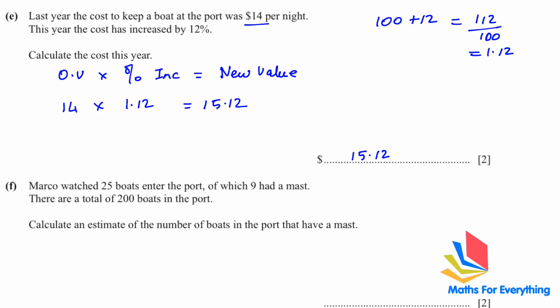Next, Marco watched 25 boats enter the port, of which 9 had a mast. There are a total of 200 boats in the port. Calculate an estimate of the number of boats in the port that have a mast. 9 boats out of 25 boats that Marco saw had a mast, and there are a total of 200 boats. So 9 over 25 multiplied by 200 will give us 72. So the number of boats in the port that may have a mast is 72.